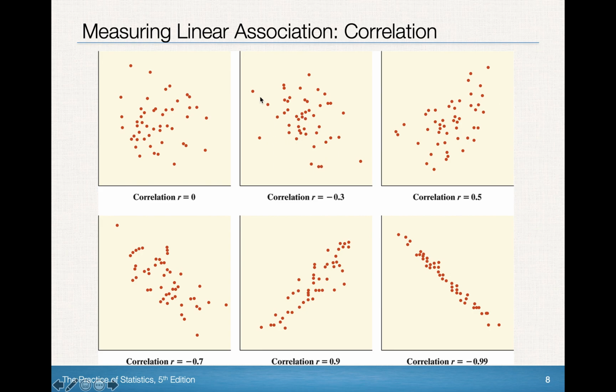It's a little bit more linear. You can see you could draw a line through here. It's still very, very weak. It's negative, but it's a little stronger than having no correlation.